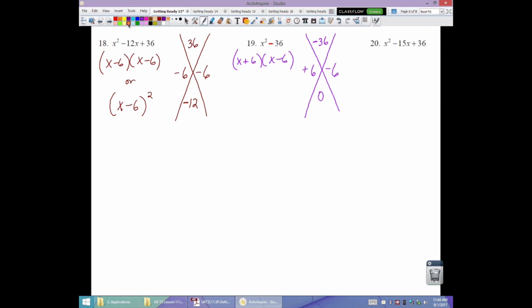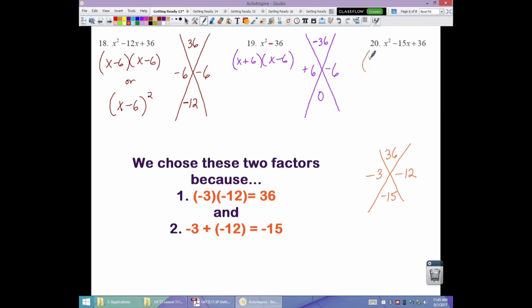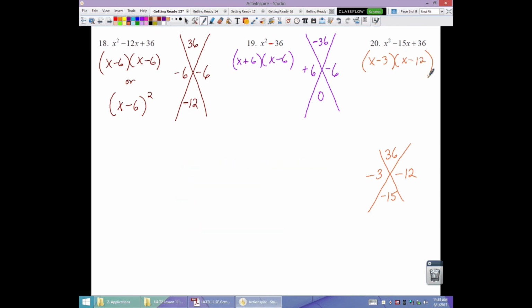And then number 20, we use our positive 36 one more time, and this time though, negative 15. So I want two of the same sign to get positive 36. To get negative 15, they're going to both have to be negatives. So what two factors of 36 add up to 15? That's 3 and 12. So x minus 3, x minus 12.